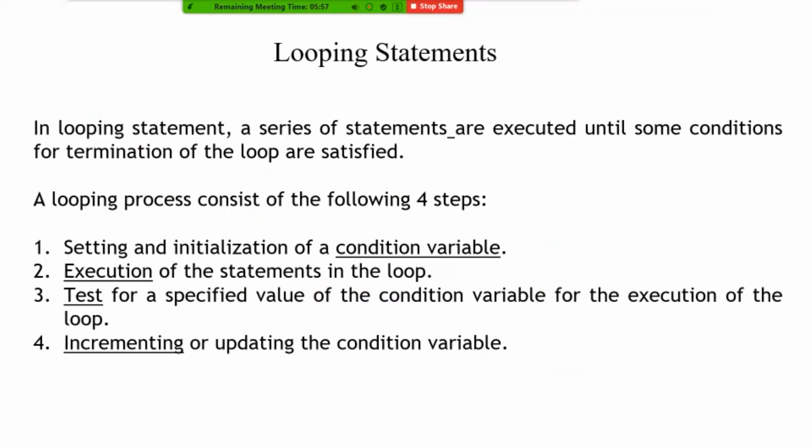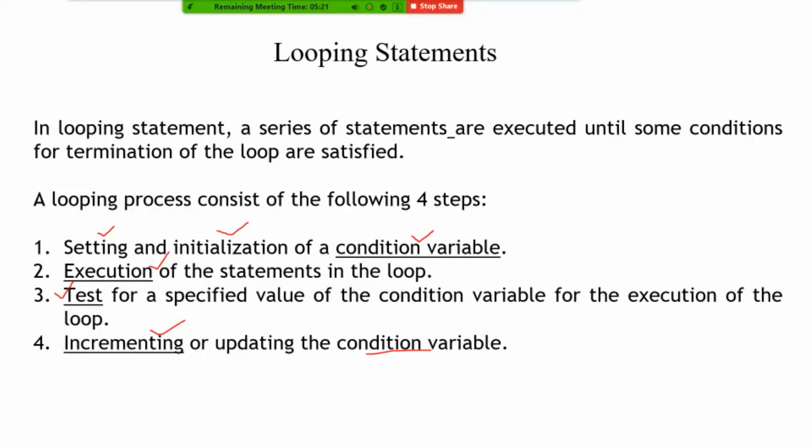Now what all things the looping statements will have, we have studied. A control variable will be there, and we will be setting, that is initializing, the control variable. The body of the loop will be executed, and again it will be tested whether the testing condition we have given is satisfied. Then incrementing and updating, it can be either increment or decrement of the condition variable. These are the steps involved in the looping statement.